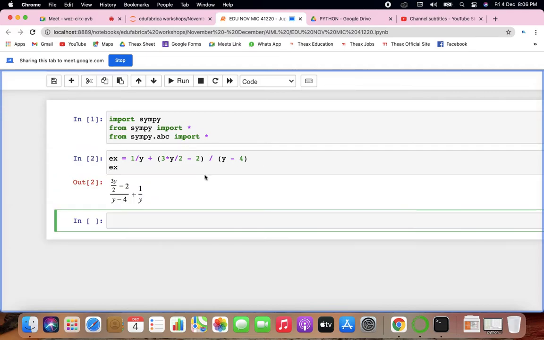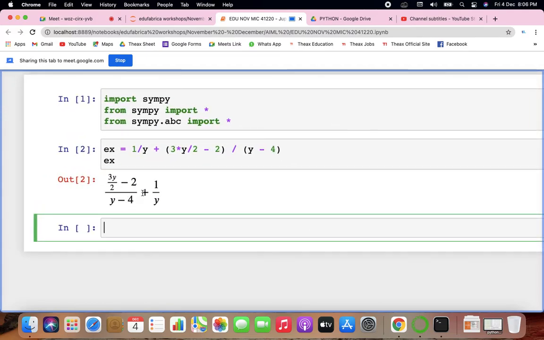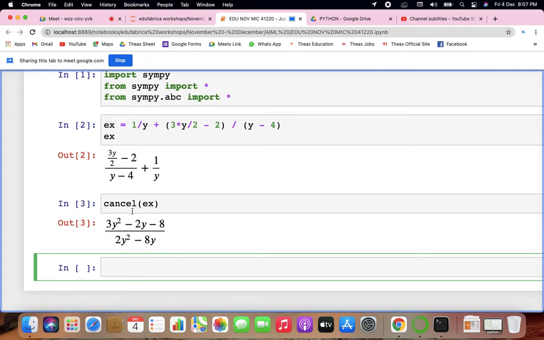So ex looks like this: (3y² − 2y − 8) divided by (y² − 4y)... that is, 3y by 2 divided by y by 4, y minus 4 plus 1 by y. Okay, that's it. Now, cancel, what does it do? Basically, you have seen that simplifications and all. So if I write cancel of this ex, this performs something as 3y square minus 2y minus 8 divided by this 2y square minus 8y, right?